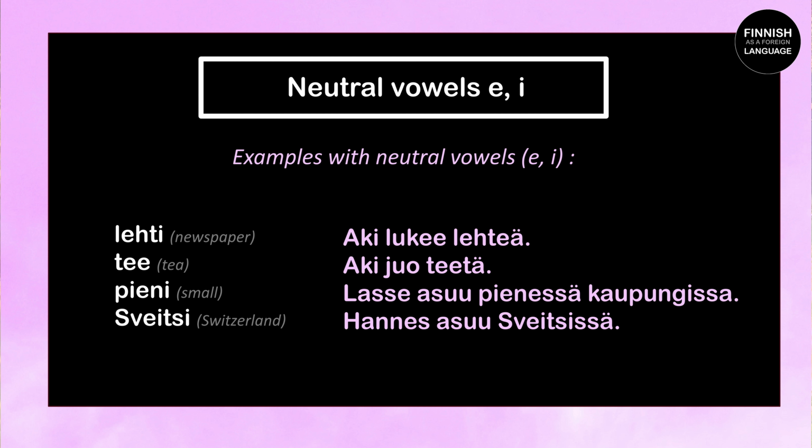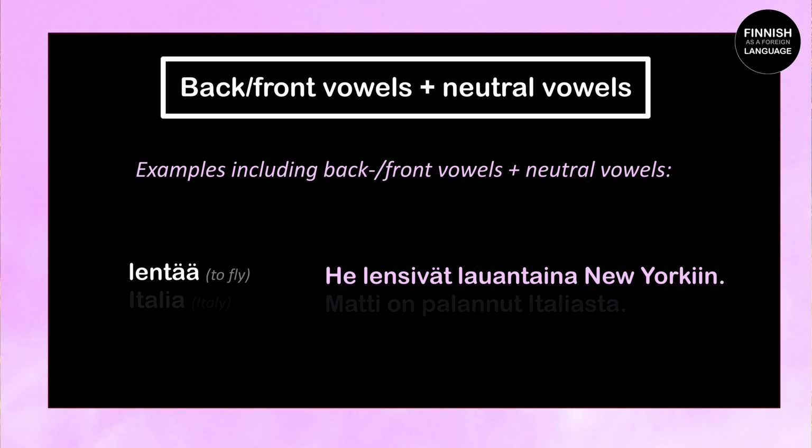So as you see here, all of the words on the left side contain only neutral vowels. So that means when we want to add an ending to the stem, we have to choose the ones with the front vowel in it. Alright, now we are at chapter 6. Let's do some more examples with back and front vowels combined with neutral vowels.